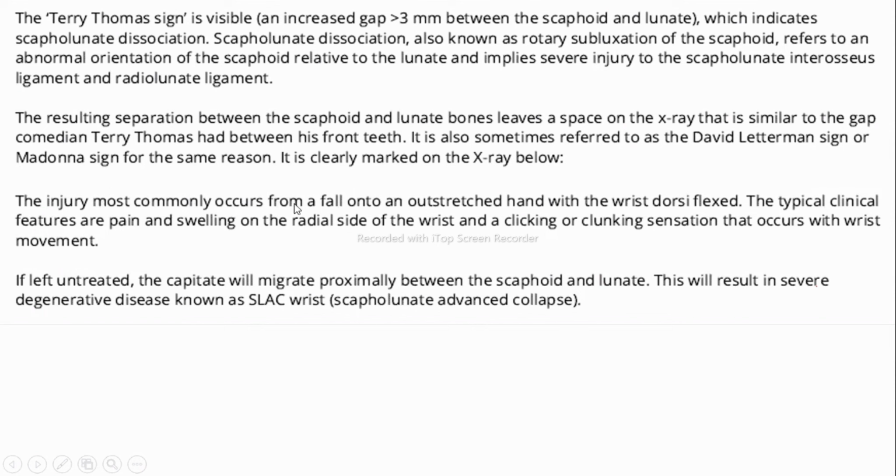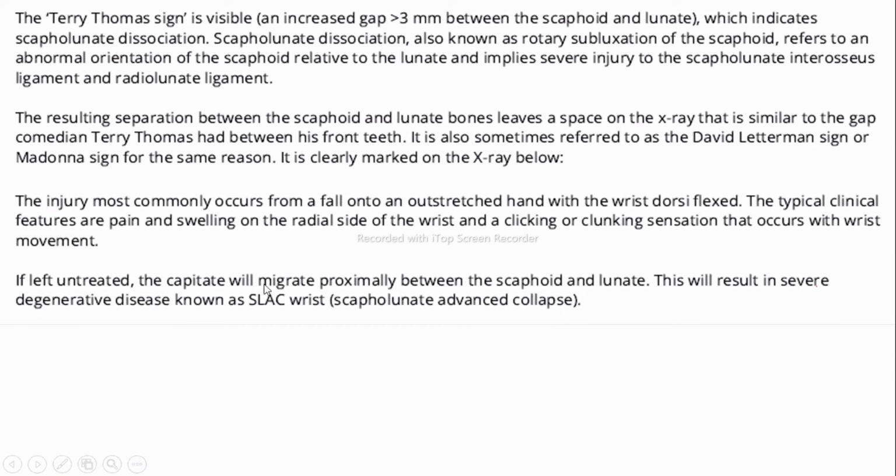So the injury most commonly occurs with a fall onto an outstretched hand, wrist dorsiflexed. Clinical features: pain, swelling on the radial side of the wrist. Remember that. Where is the tenderness in scaphoid? Scaphoid, what is the location? Snuff box, the anatomical snuff box. Yes. Okay, so pain, swelling, radial side of wrist, and a clicking or clunking sensation that occurs with wrist movement. If left untreated, what is the complication?